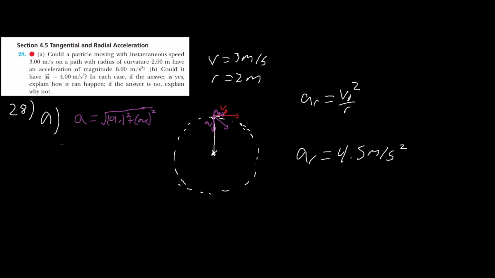So could this acceleration be 6 meters per second squared if the magnitude of A radial is going to be 4.5 meters per second squared plus AT squared? What would AT have to be in order for this to be at least 6 meters per second squared? Well, according to the math, a tangential could potentially be 15.75 at the bare minimum for the magnitude to be 6 meters per second squared. So that is the answer. So the answer is indeed yes.